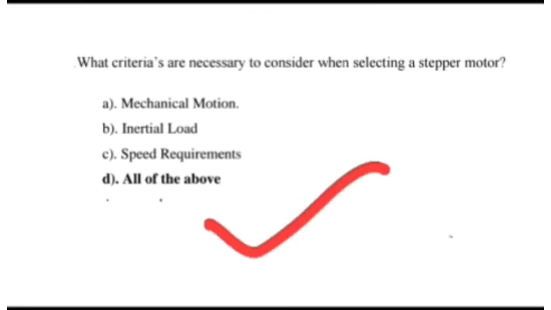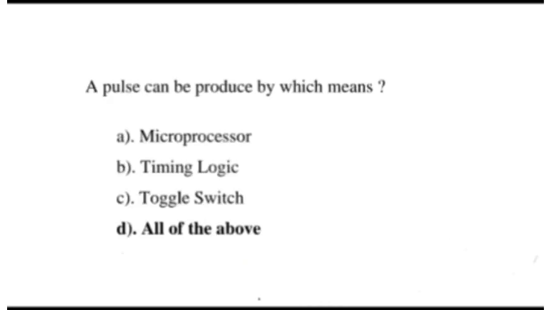When we select a stepper motor, these properties should be considered. Next question is, a pulse can be produced by which means? Options are microprocessor, timing logic, toggle switch, all of the above. So correct answer is all of the above. We can produce pulses using a microprocessor, timing logic, and toggle switch.